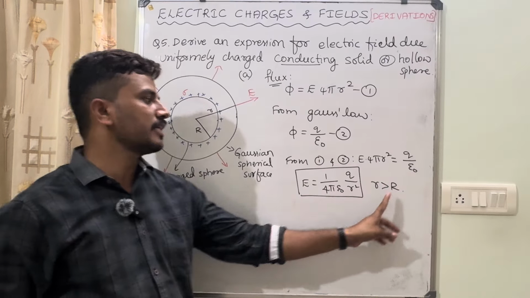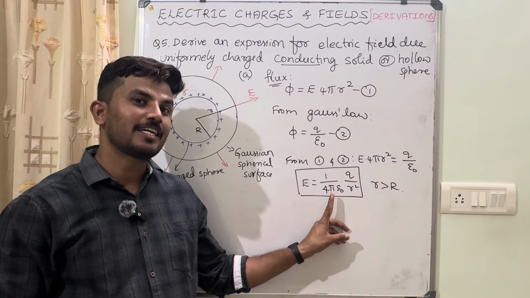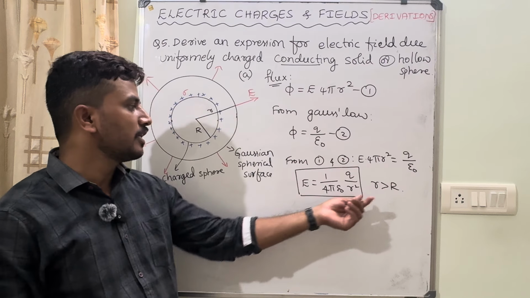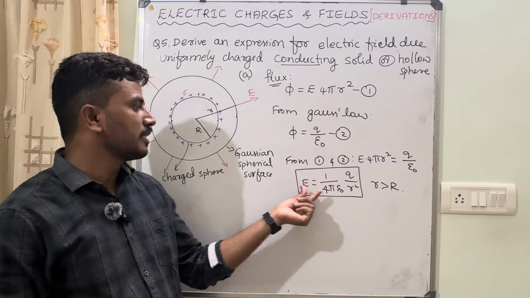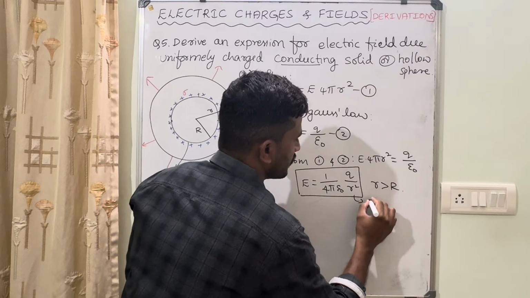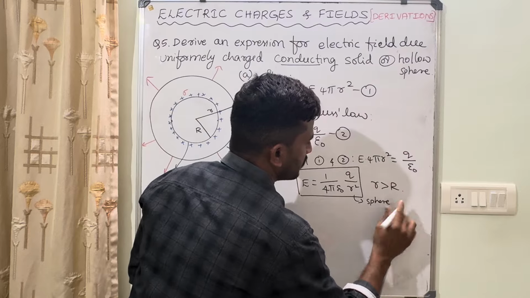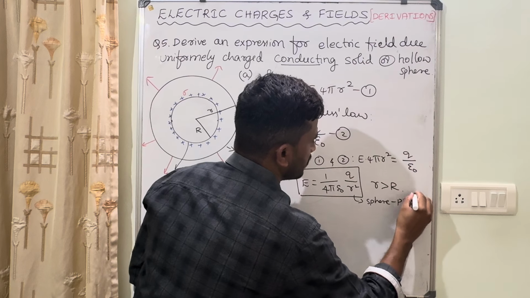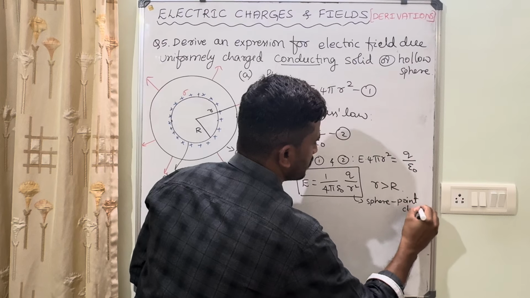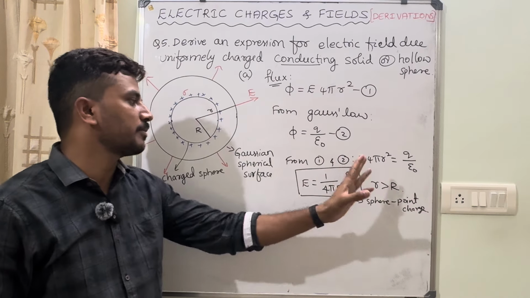If r is greater than capital R, this formula you have already studied, right? That is the electric field due to a point charge. That's why if r is greater than capital R, then the sphere behaves as a point charge. I'll just write like this, point charge. Sphere behaves as a point charge when r is greater than capital R.